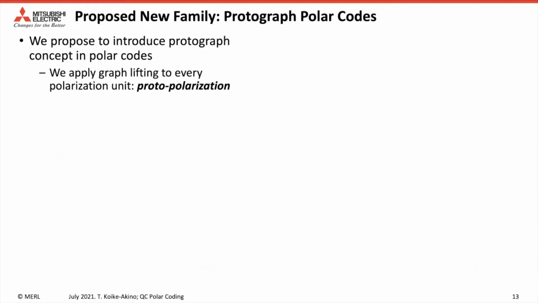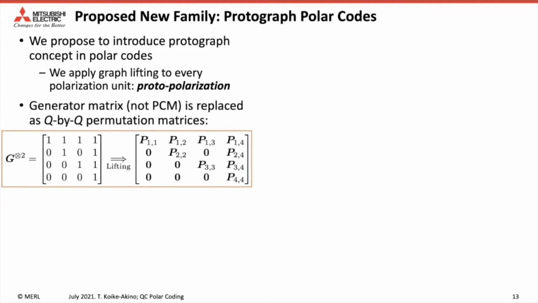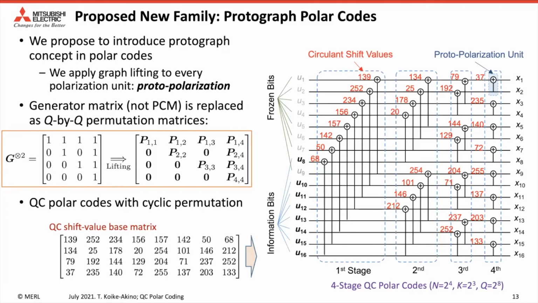Now, we propose to use the protograph concept in polar code design. Specifically, we apply the graph lifting for every polarization unit. So the generator matrix of polar codes, not the parity check matrix, is replaced by Q by Q permutation matrices, like this. When using a cyclic permutation, we can generate a QC polar code. For example, using this QC shift value based matrix, we can specify a 4-stage QC polar code like this figure.